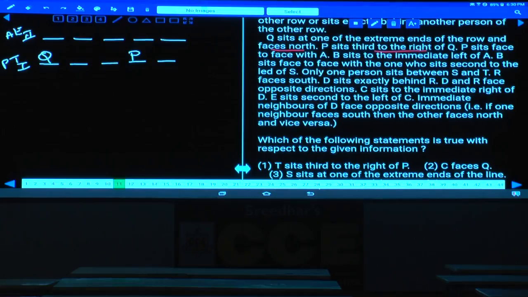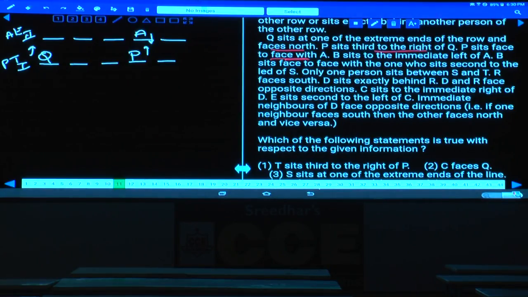Are you following this one or not? Hence Q is facing towards which direction? Q faces north, is seated at an extreme end of the row, and P sits third to the right of Q. And P sits face to face with A. As P sits face to face with A, A and P are opposite to each other, so A faces south and P faces north. Clear?